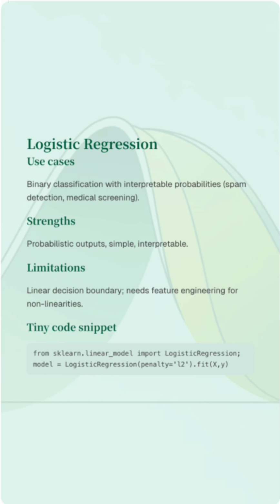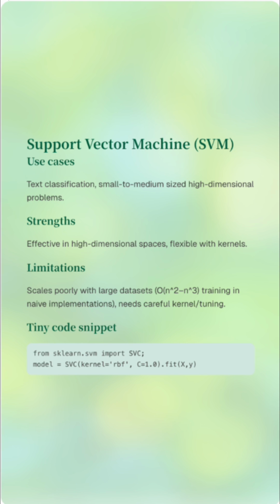Next up is logistic regression. It's commonly used for binary classification tasks where interpretable probabilities matter, things like spam detection or medical screening. Its main strengths: it's simple, produces probabilistic outputs, and is highly interpretable. But there are trade-offs. Logistic regression assumes a linear decision boundary, and it usually requires feature engineering to handle nonlinear relationships.